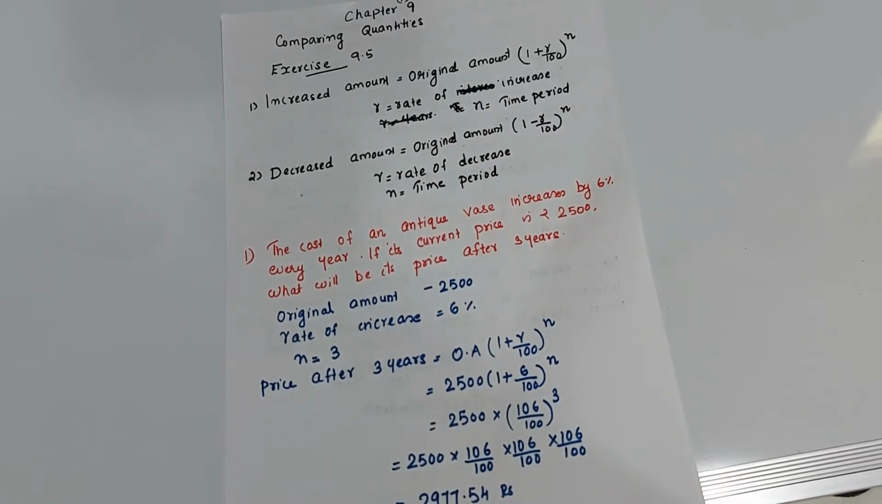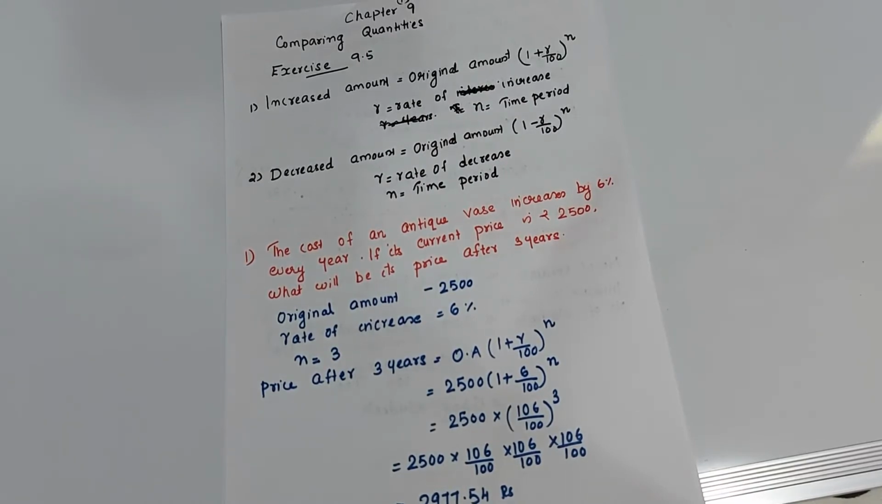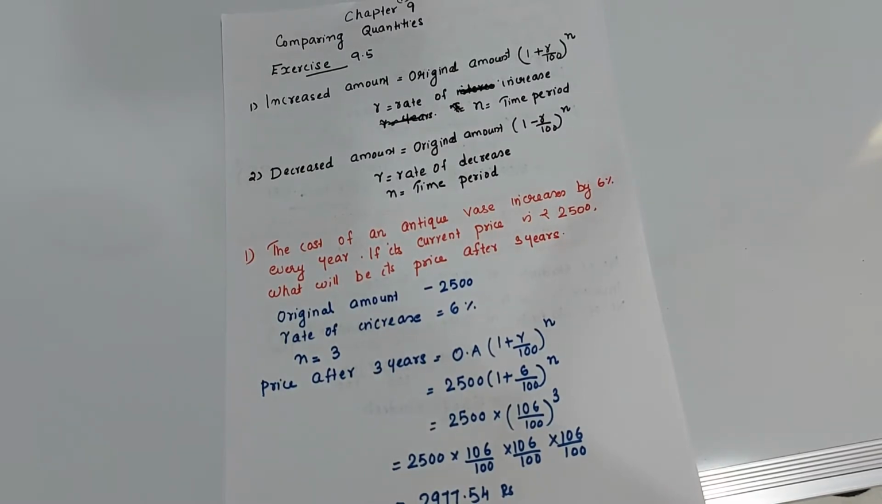And to get the decreased amount, we use the formula decreased amount equal to original amount into 1 minus r by 100 whole power n. Here r is rate of decrease and n is the time period. So in this exercise, all questions are based on only these two formulas.